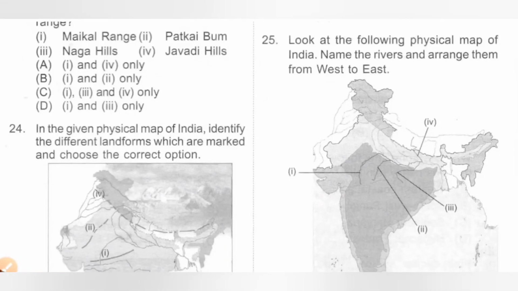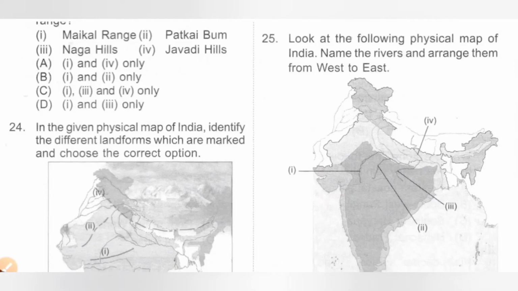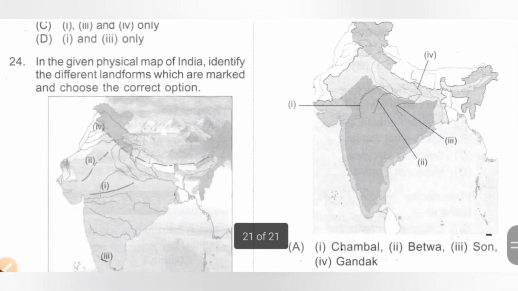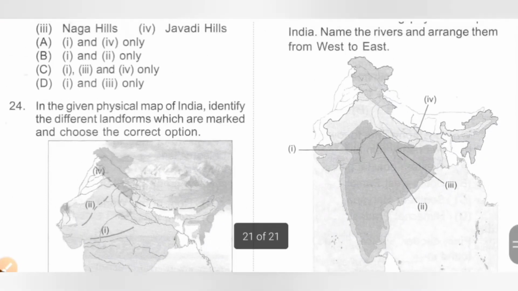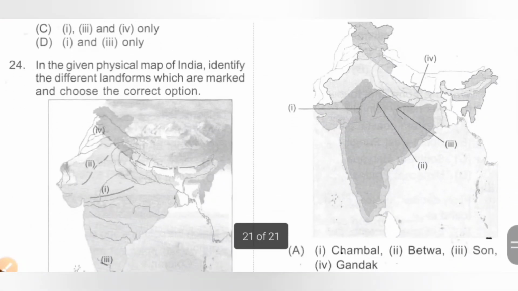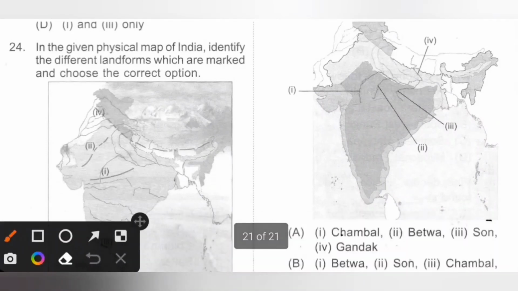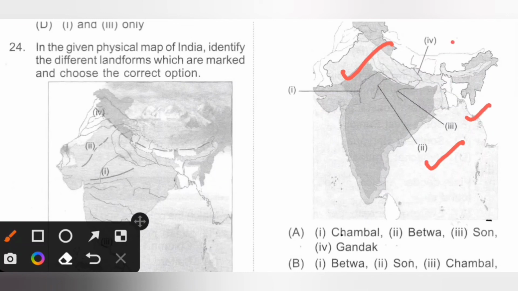25th, look at the following physical map of India. Name the rivers and arrange them from west to east. So please pause the video and try to find the rivers 1, 2, 3 and 4, and we need to arrange them from west to east. So 1 is Chambal and then 2 is Betwa. Okay, we know Chambal and Betwa are tributaries of Yamuna. 3, Son, and then 4, Gandak. Okay, Son and Gandak are tributaries of Ganga. So we need to arrange 1, 2, 3 and 4: Chambal, Betwa, Son and Gandak. So option A is the correct answer.